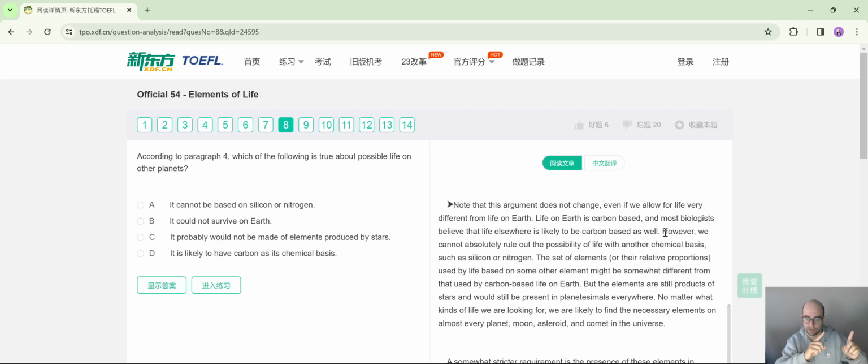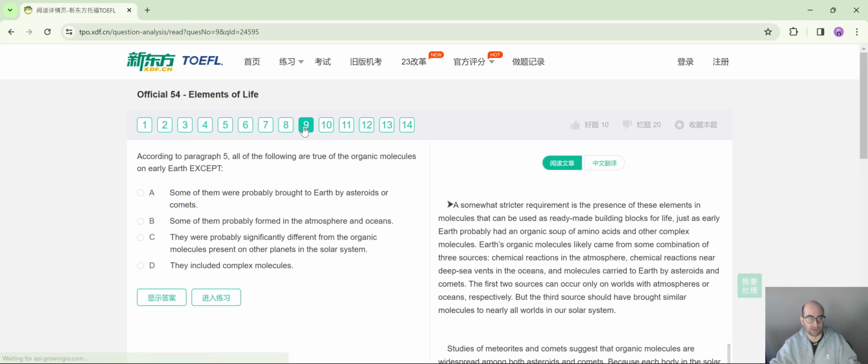So it's not just Earth that's carbon-based. It's other planets, other bodies. So it cannot be based on silicon or nitrogen. That's not what I just read in my clue sentences. It could not survive on Earth. That's not what I just read. It probably would not be made of elements produced by... that's not what I read. So by process of elimination, it's D. But if you want to double check really quick, just to make sure the logic is sound, "is likely to have carbon as its chemical basis." Yeah, click next, move on.